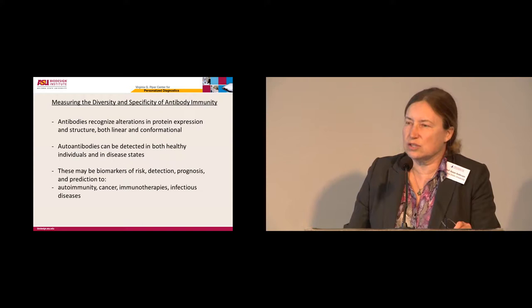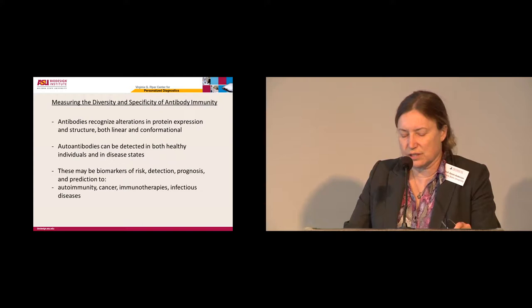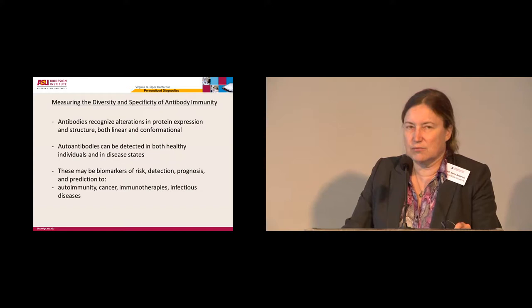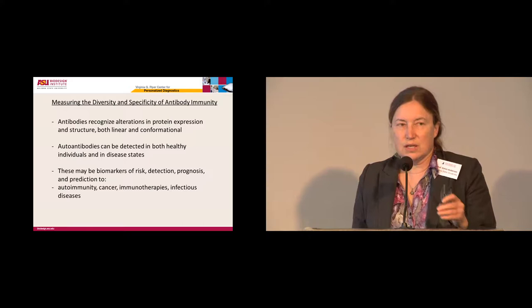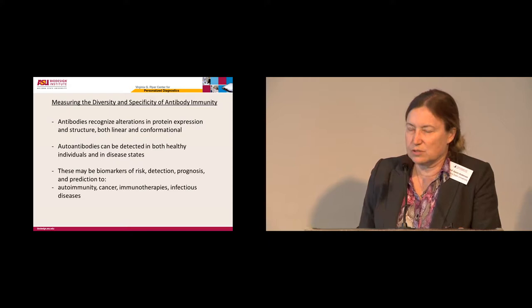And we're starting to understand some of the biochemical properties by which antibodies are naturally generated, and that these may be biomarkers of risk and detection, prognosis and prediction for a variety of different disease states, including autoimmunity. What we've studied primarily is cancer and somewhat infectious diseases, and this may be relevant in particular for our conversations about immunotherapies. I want to start by talking about what we've learned about antibodies, and then we'll move over into peptide MHC TCR interactions.